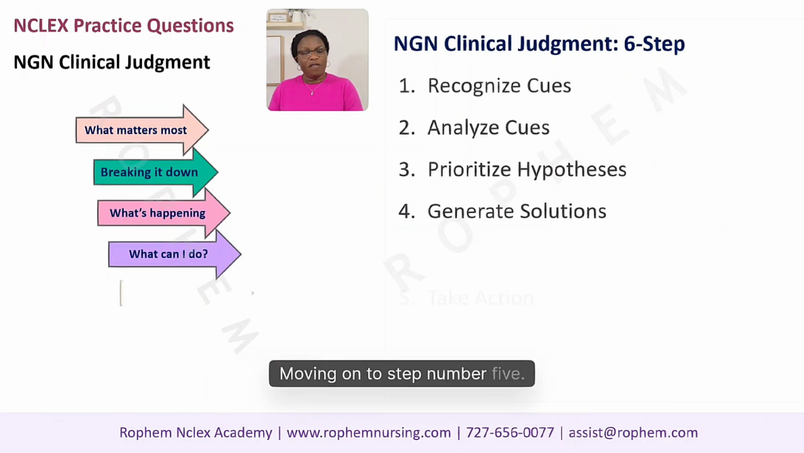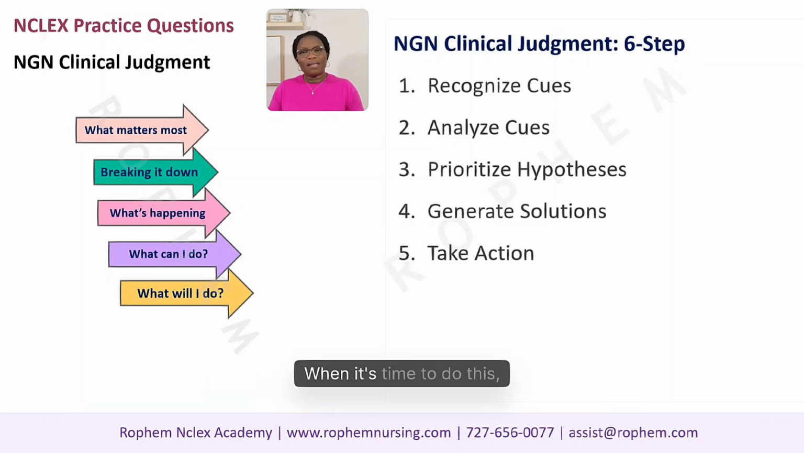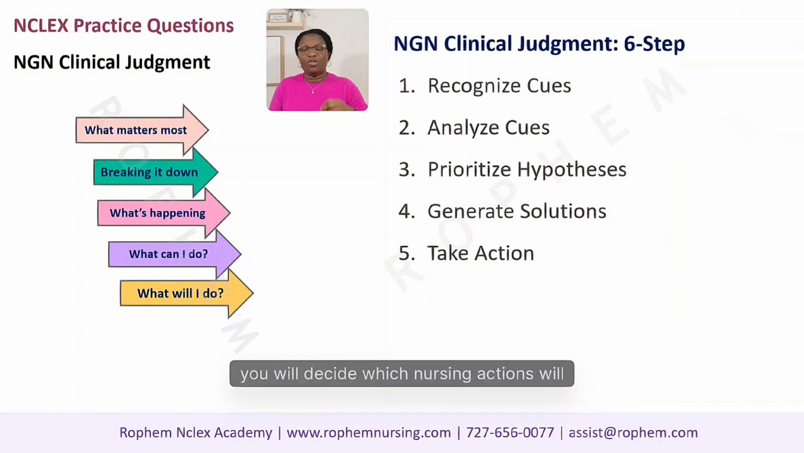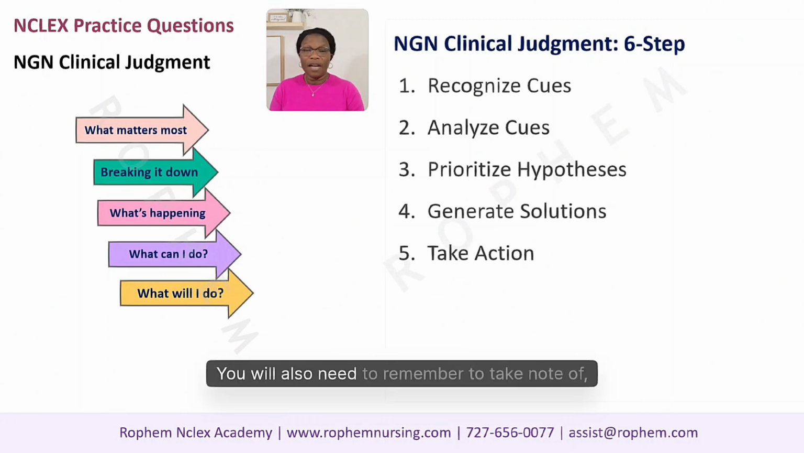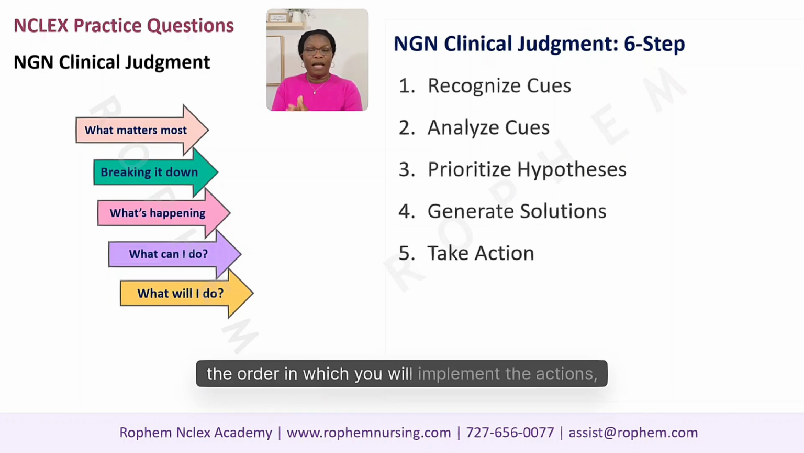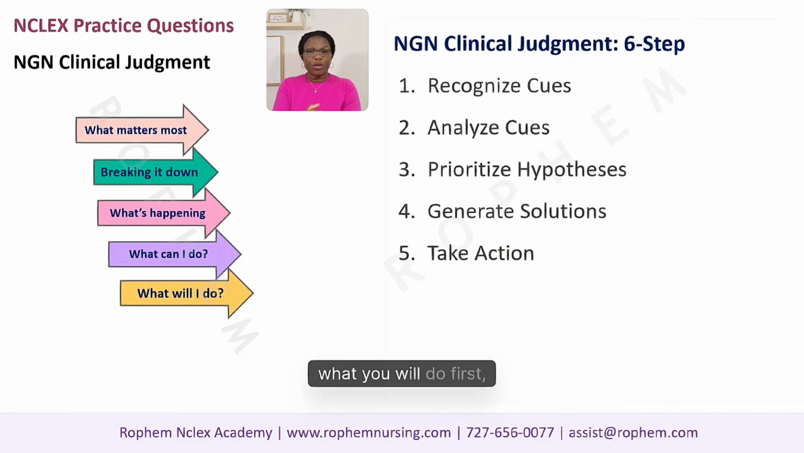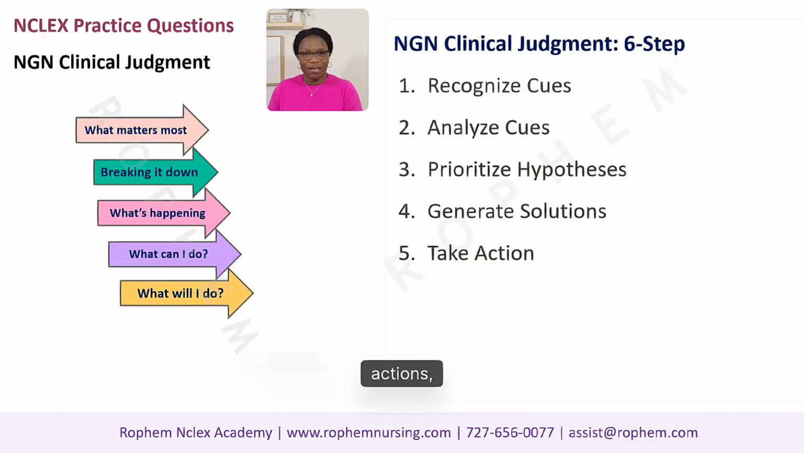Moving on to step number five, this is where you will actually take action. When it's time to do this, you will decide which nursing actions will directly address the most important priorities of care. You will also need to remember to take note of the order in which you will implement the actions, what you will do first and what you will do second. All of these are important when you get to the point where you will take the actions.